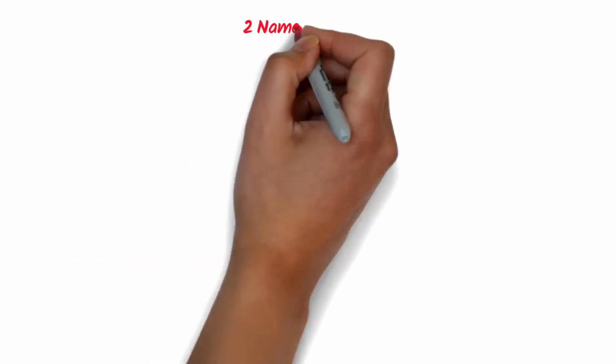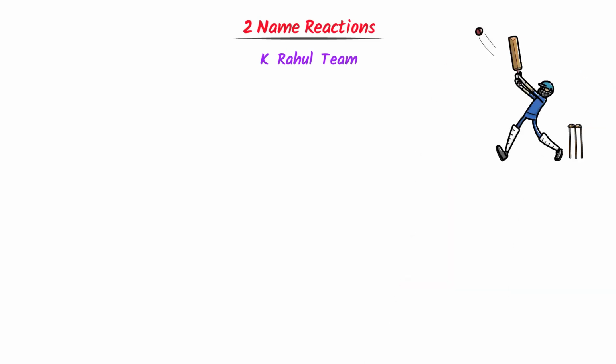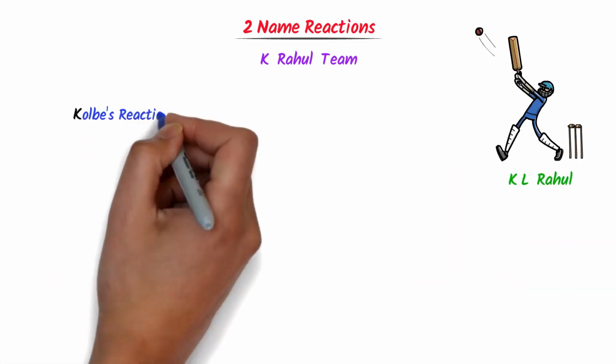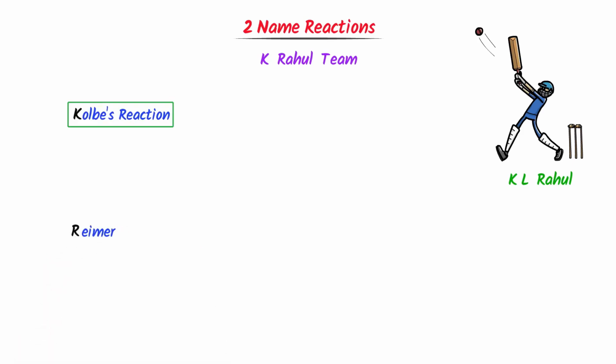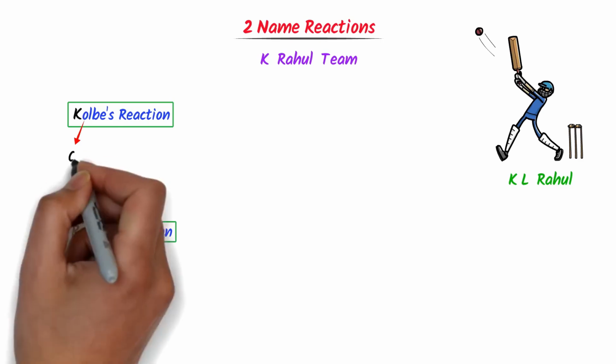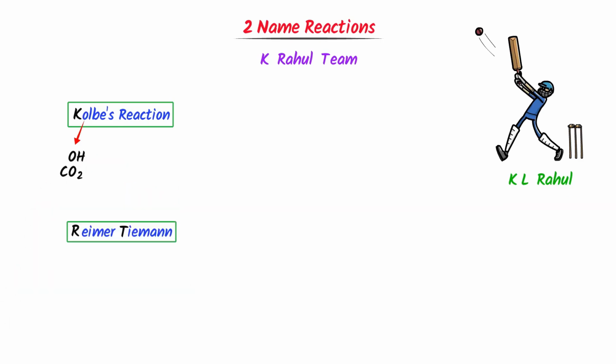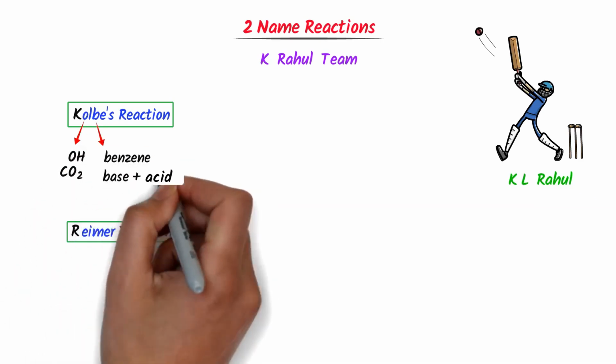Now I will teach you two more reactions. I write K, R, T. Remember the famous cricketer K.L. Rahul. Here this K stands for Kolbe's reaction and this R and T stand for Reimer-Tiemann's reaction. Now listen carefully. This O in Kolbe stands for OH and carbon dioxide. This B stands for benzene and base plus salt.